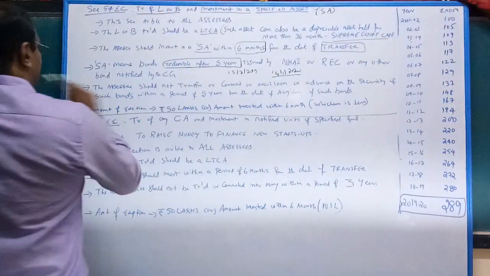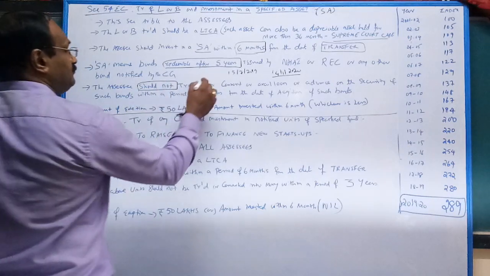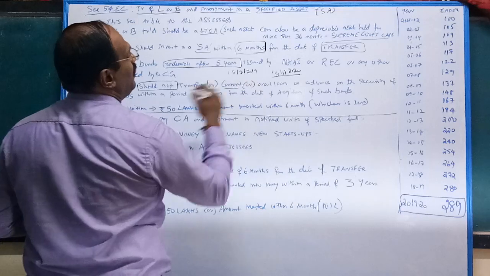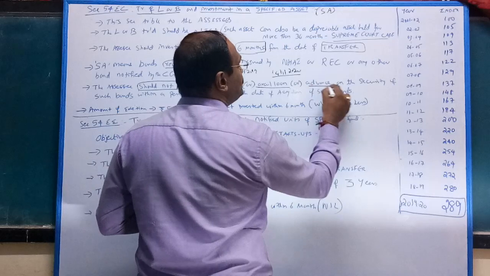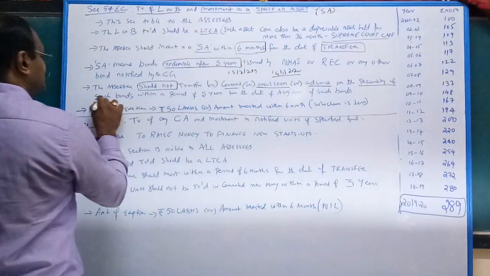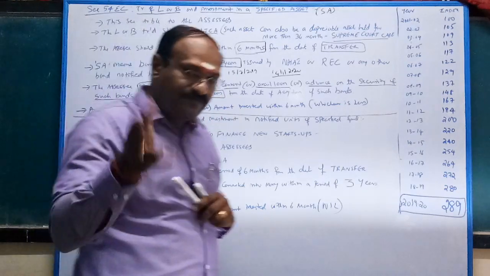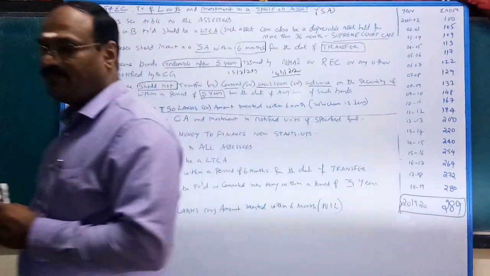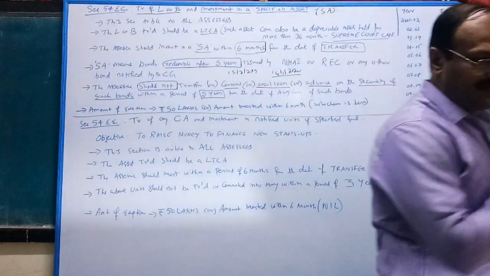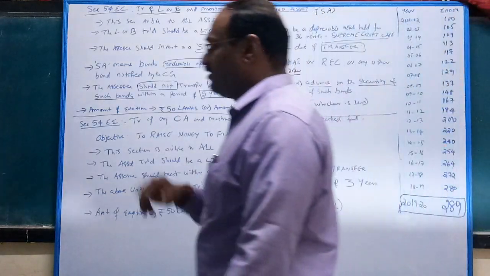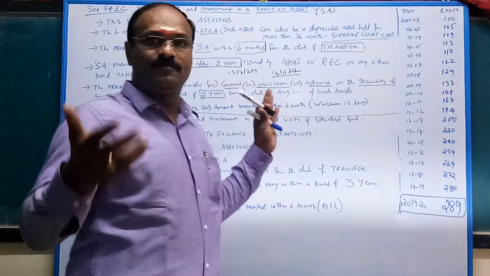Then the assessee should not transfer or convert or avail a loan on the security of such a bond within a period of 5 years. Very important. Suppose we convert the bond into money, then it is taxable as long-term capital gain. See, I will explain one by one with examples. Okay, we will see the problem.